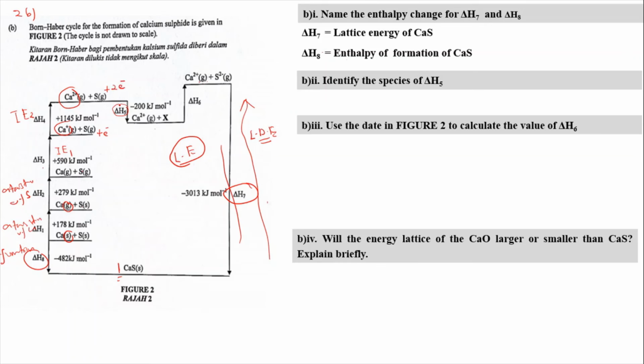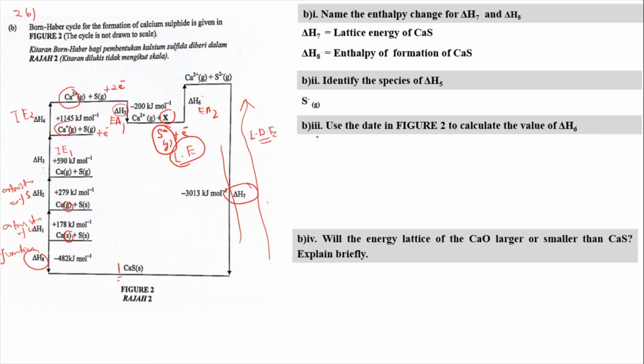And during delta H5, satu elektron akan ditarik kepada sulfur, so it will undergo first electron affinity. Dia akan jadi S minus plus electron dalam bentuk gas. And then for H6, dia akan undergo electron affinity yang kedua, yang mana elektron tadi akan diserap lagi oleh S minus menjadi S2 minus. Baru dia akan undergo lattice enthalpy. Jadi X tadi itu adalah S minus gas.